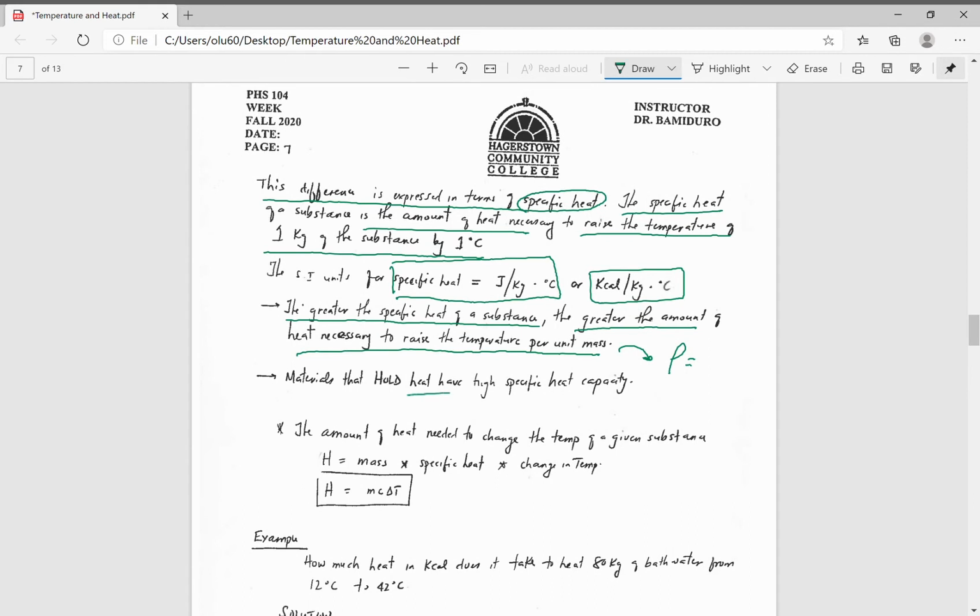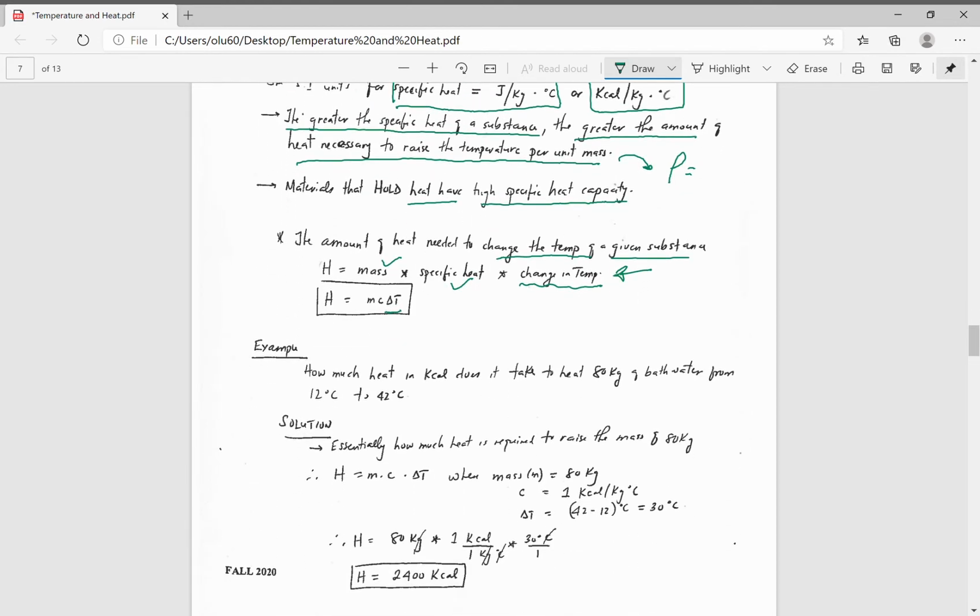So materials that hold heat, we say have a very high heat capacity. The amount of heat needed to change the temperature of a given substance can be outlined in this equation, Q = mcΔT, whereby m is your mass, c is your specific heat, and ΔT is your change in temperature. That is the amount of heat energy required to make a change within a substance.